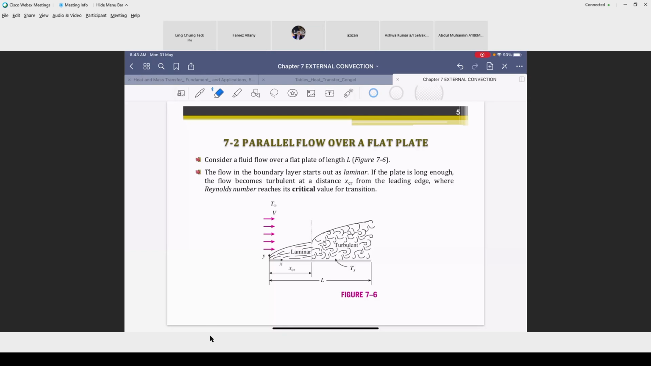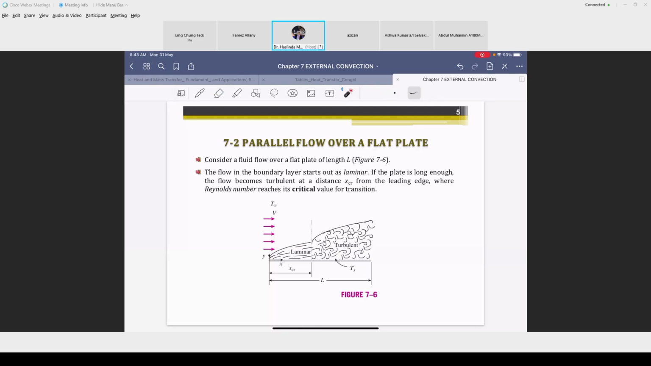Now, I hope all of you are familiar with laminar and turbulent, because you have passed your fluid mechanics excellently. It's very easy peasy. So laminar or turbulent. You must first determine whether the flow is laminar or turbulent, because different flow types will give different Nusselt number equations.